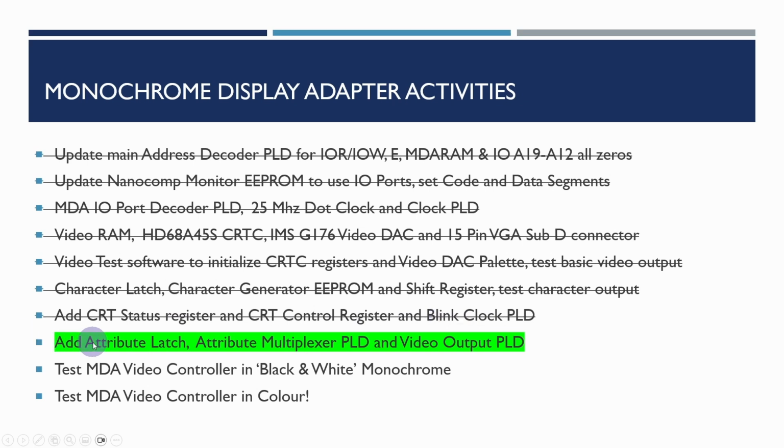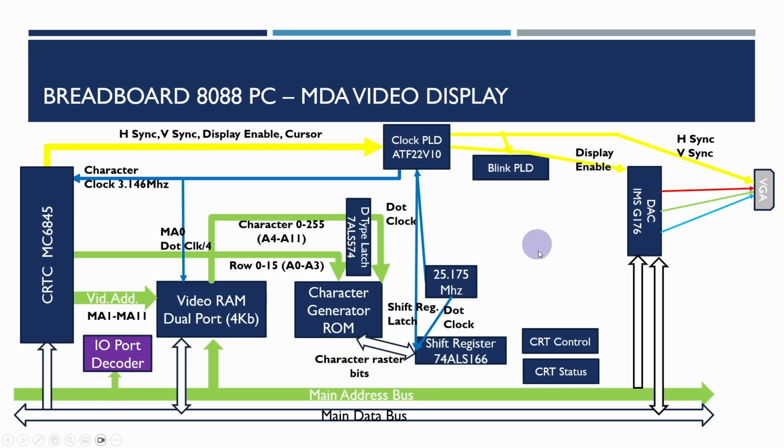In this video we're going to be adding the attribute latch, the attribute multiplexer and the video output PLD. If we have time we may go on to do some testing, but I suspect we may run out of time and we'll do the testing in a future video. So if we take a look at the block diagram that we've been working from, in the previous video we added the blink PLD, CRT control port and the CRT status port, and those are necessary, as we'll see, to enable all of the features we're going to be adding in this video.